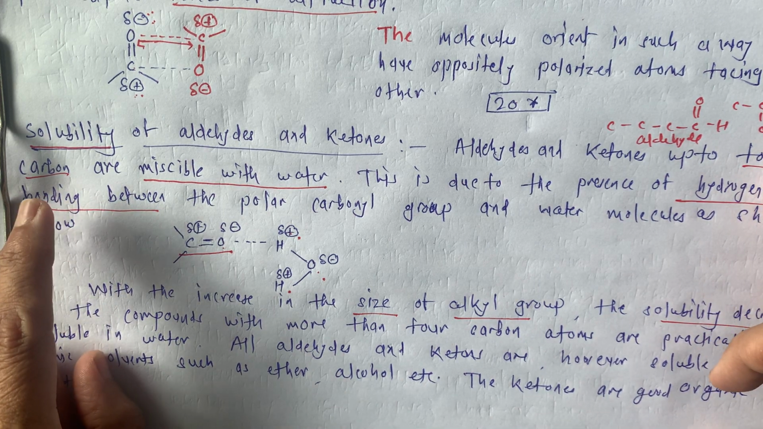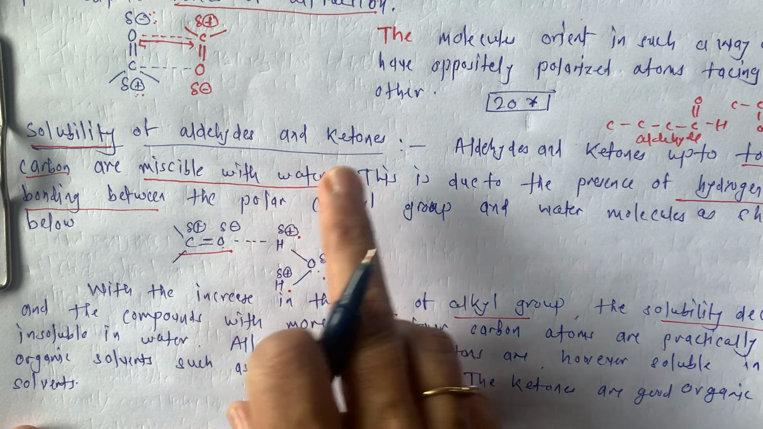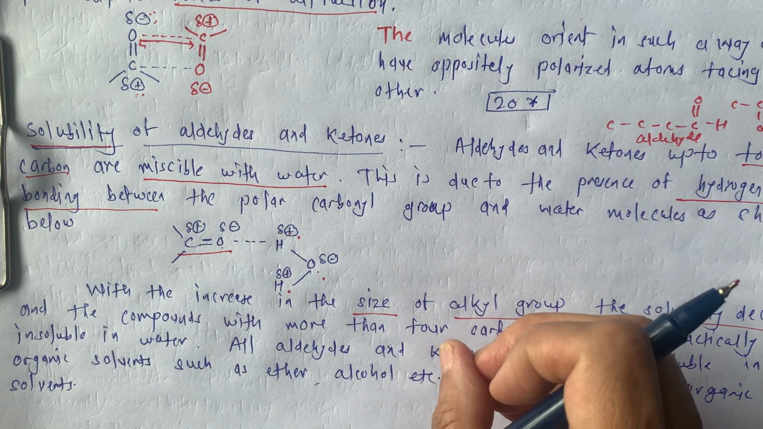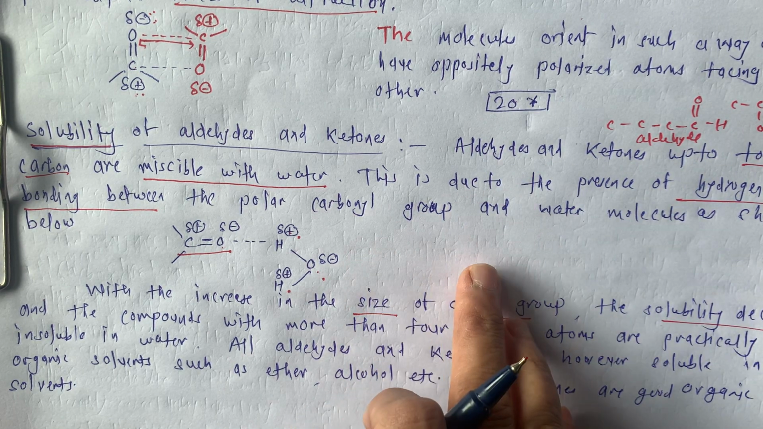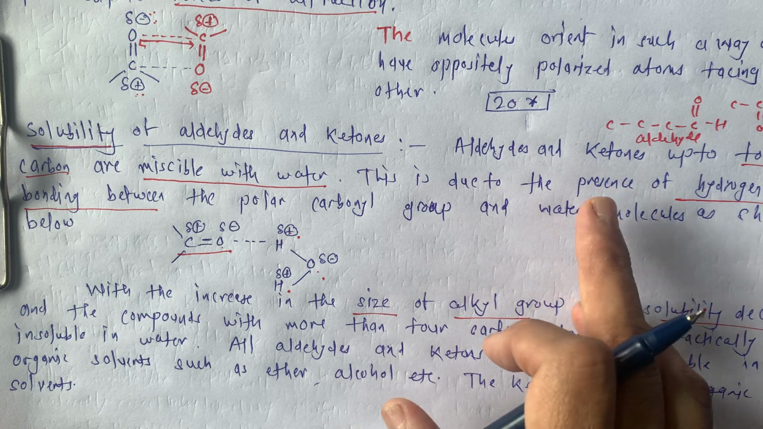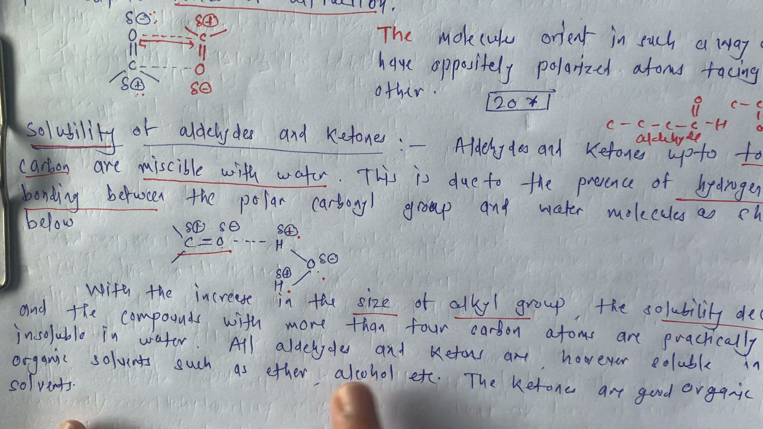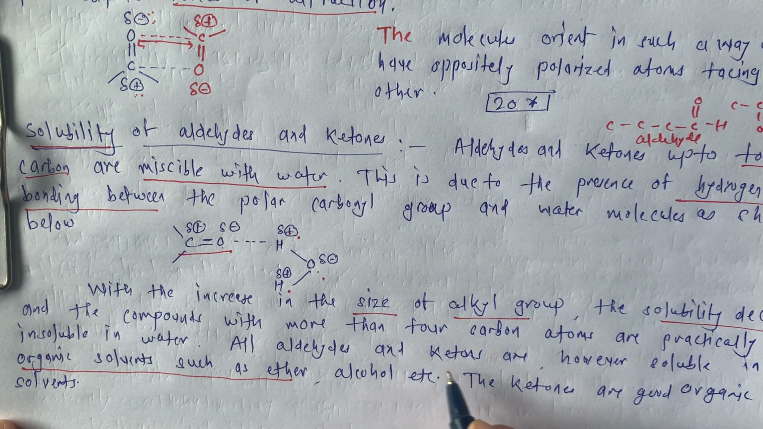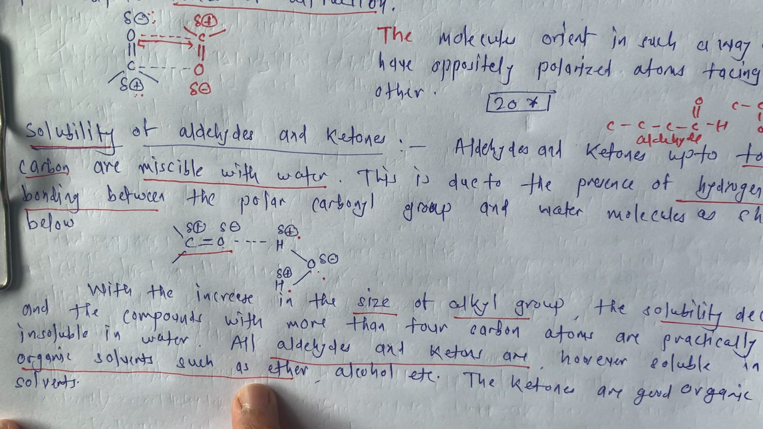You have to remember, up to 4 carbon, this is miscible with water. More than 4 carbon means the parent hydrocarbon is pentane, and more than that is immiscible in water. But all from formaldehyde to any number of carbon, they are soluble in organic solvents. All aldehydes and ketones are soluble in organic solvents.